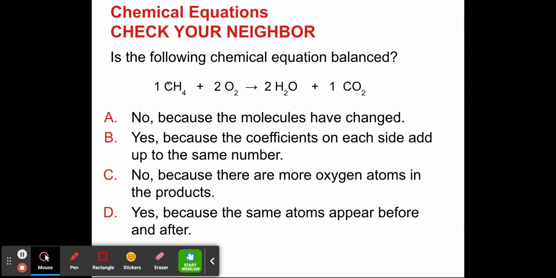So how many carbon do I have on the left? How many carbon do I have on the right? How many hydrogen do I have on the left? How many hydrogen do I have on the right? You need to make that distinction because the atoms are not the same. So if you have two atoms of carbon on the left, you have to make sure that you have two atoms of carbon on the right. That's what we mean by an atom being balanced.